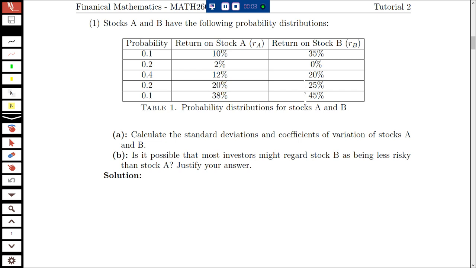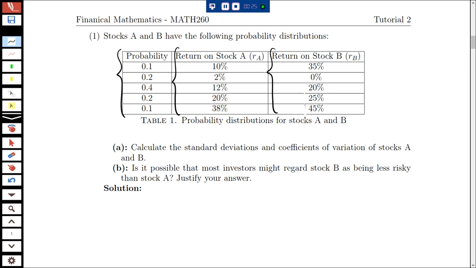Okay, tutorial 2 question 1. Stocks A and B have the following probability distribution. Let's take a look. So we have some probabilities in this first column. Here we have some returns on stock A and some returns on stock B. We want to calculate the standard deviation and coefficient of variation on these stocks, and then we address the problem: is it possible that most investors might regard stock B as being less risky, and justify your answer.